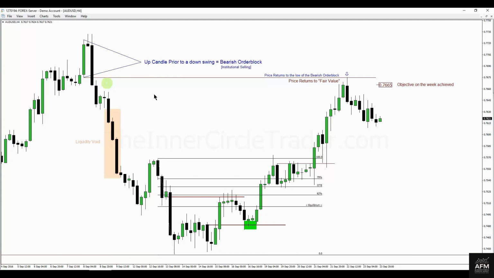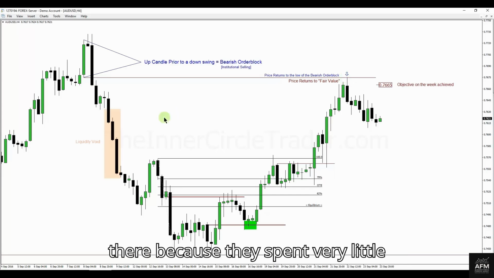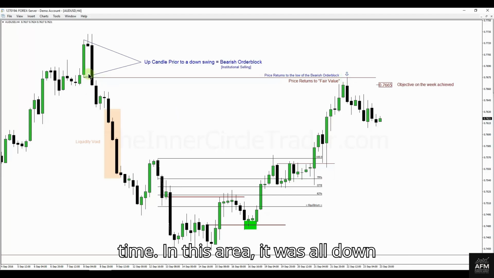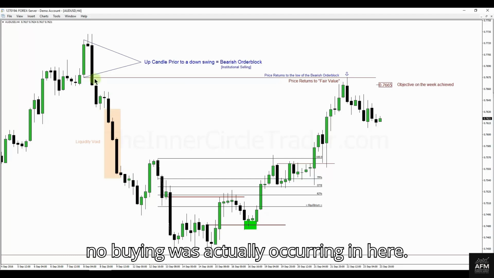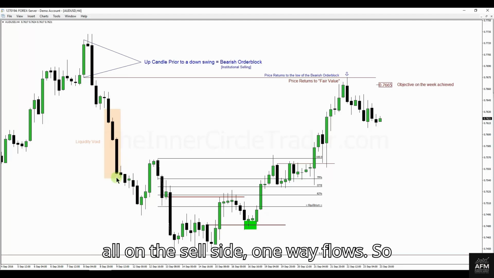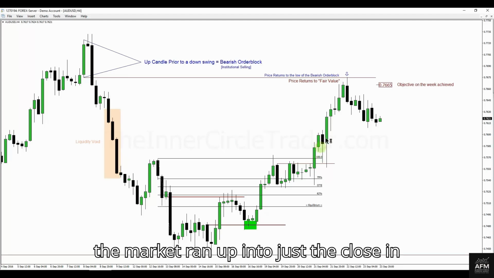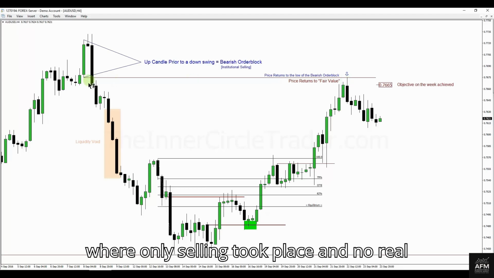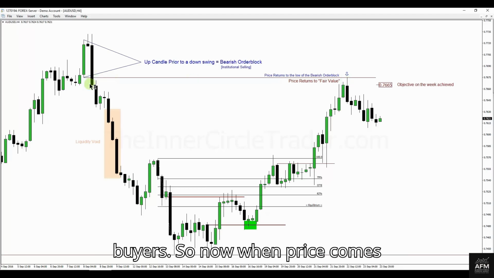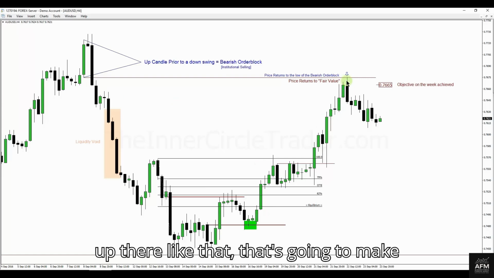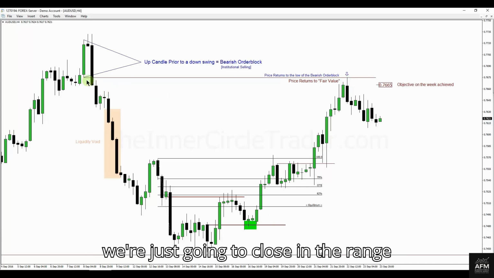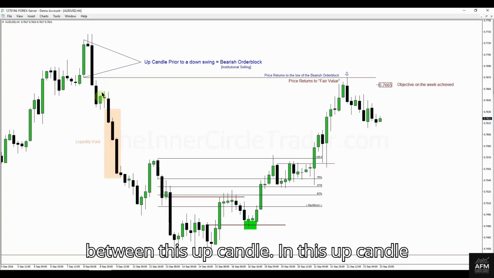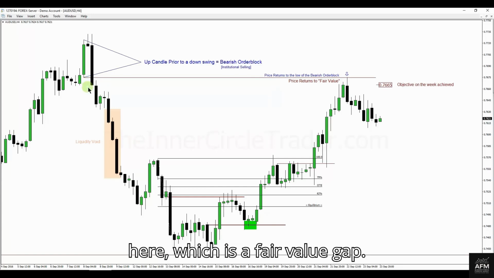a fair value gap. Market's going to want to come back up there because it spent very little time in this area. It was all down movement. No buying was actually occurring in here. No buying was occurring in here. It was all on the sell side, one-way flows. So the market ran up into just to close in where only selling took place and no real buyers. So now when price comes back up to that level and they shoot it up there like that, that's going to make a run on stops above the swing high. And we're just going to close in the range between this up candle and this up candle here, which is a fair value gap.